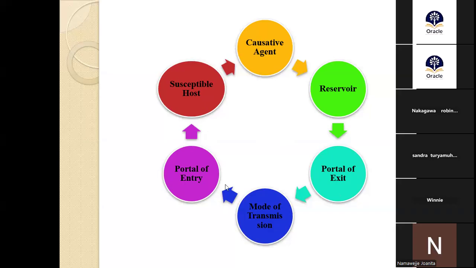So the port of entry could be through a breach in the skin, through the mouth, or through any other part. Then this organism enters into a susceptible host. Within the susceptible host, of course, it will proliferate and then establish an infection, later leading to disease, and then the process will continue.